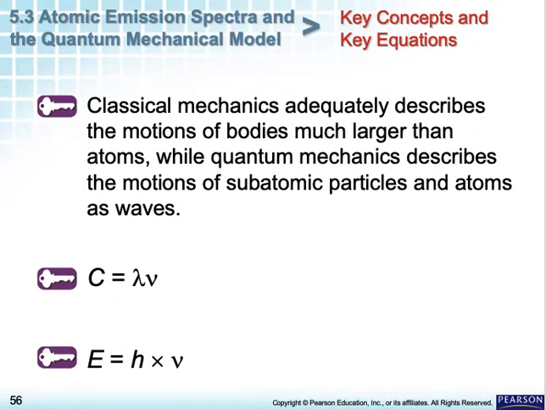Classical mechanics adequately describes motions of bodies much larger than atoms, while quantum mechanics is used to describe motions of subatomic particles and atoms as waves. Two equations you need to know: c equals lambda nu, and E equals h nu, and you should also be able to change wavelengths from nanometers into meters. And that's 1 nanometer equals 1 times 10 to the negative 9th meters, or 1 times 10 to the 9th nanometers equals 1 meter.